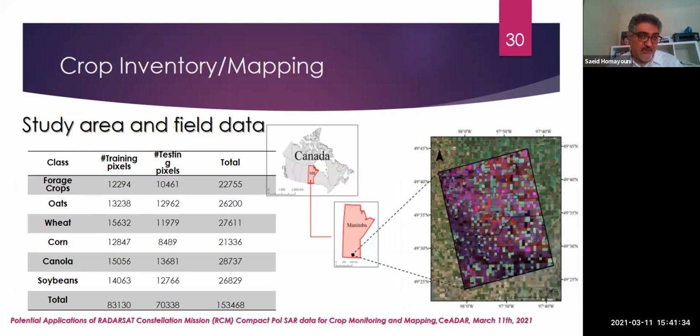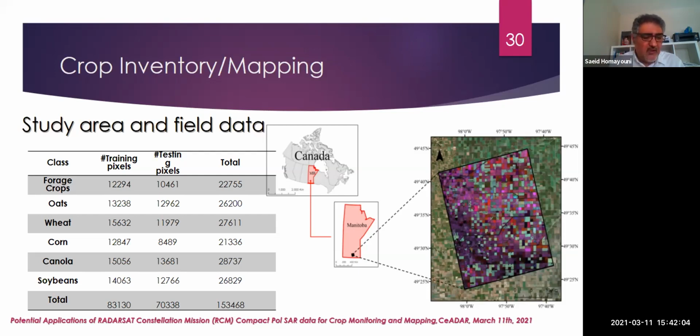So as a classifier, you know that random forest is a supervised classifier, so you need training and testing data to assess the accuracy of the classifier. Here we were lucky because we had a good amount of field data, and we used them for both training and testing.